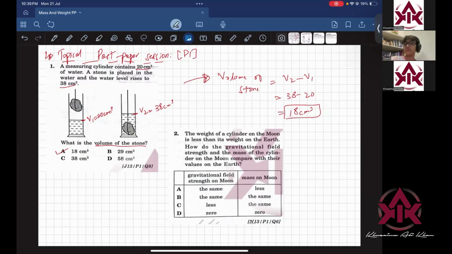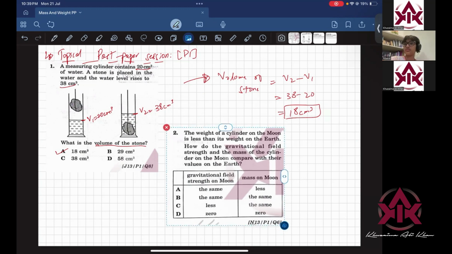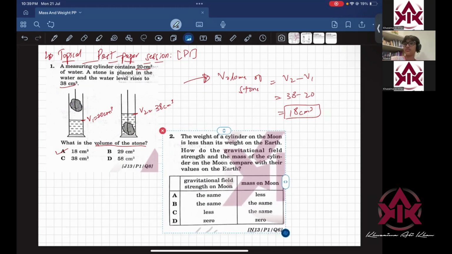Question number two is on the gravitational field strength and your mass, right? So you can have mixed-up questions which are going to test your prior knowledge. We had covered mass and weight before, so it should not be difficult to solve this question. They're saying that the weight of a cylinder on the moon is less than the weight on the earth. What is the reason that causes this change? How do the gravitational field strength and the mass of the cylinder compare when you place it on the moon and on the earth?